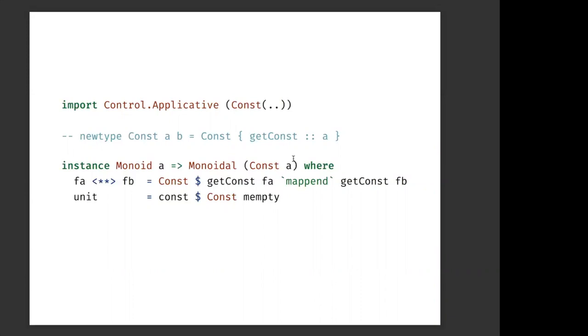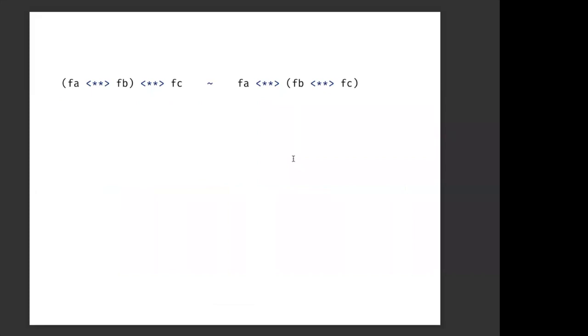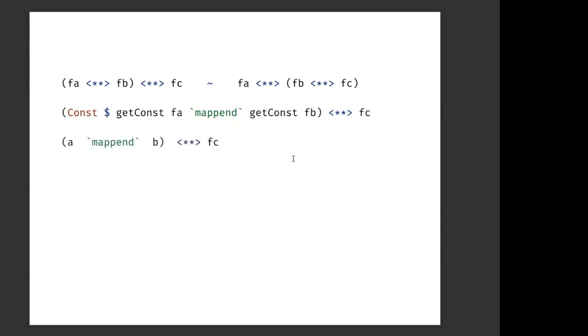So now the interesting thing is, can we prove that the Const is a lawful monoidal functor? The law needs to satisfy at least associativity. I'm not going to cover left and right identity, but they sort of follow from this one. If we expand out the left side to do the whole unwrapping and wrapping thing, we get that. And then to shuffle away the Const, the unwrapping and wrapping noise, we can say we're going to take the A out of the Const and then append it with B.